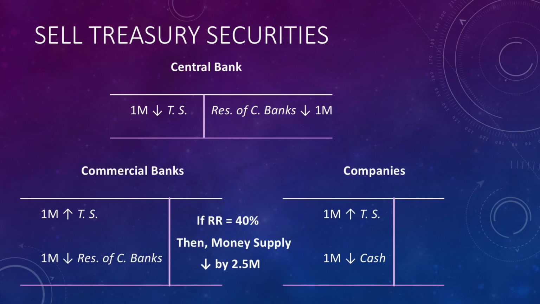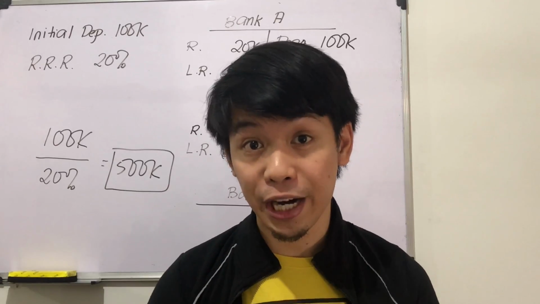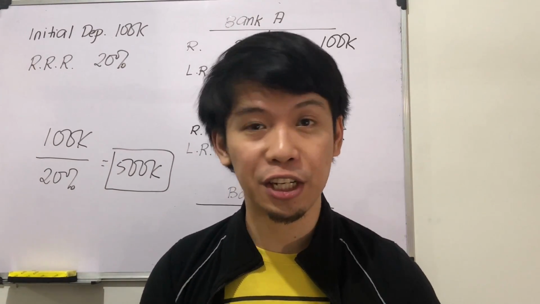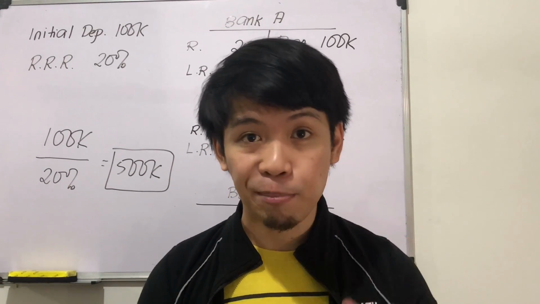Considering that cash is generally maintained in a bank account, a decrease in cash by 1 million, given a reserve requirement ratio of 40%, will also decrease another 1.5 million in the bank's ability to create money, thereby resulting in a 2.5 million decrease in cash. This is what we call open market operations. When the central bank buys or sells treasury securities from or to banks and companies, the money supply can be altered.